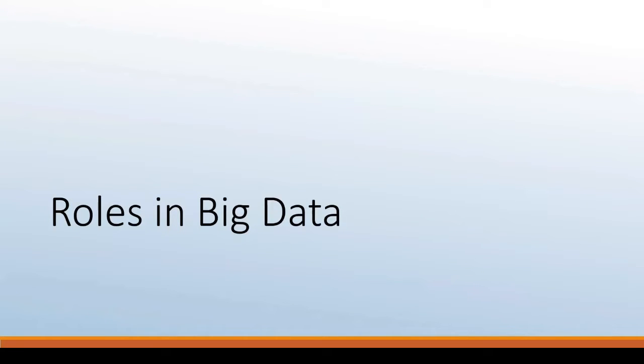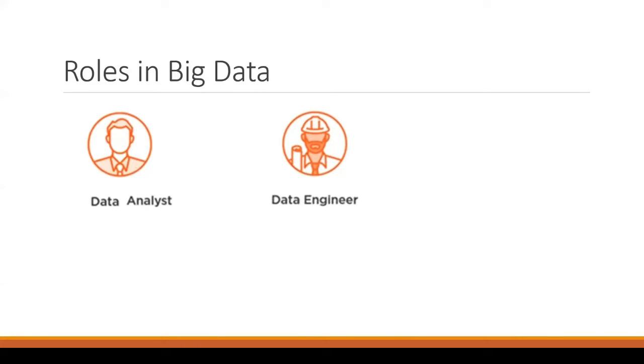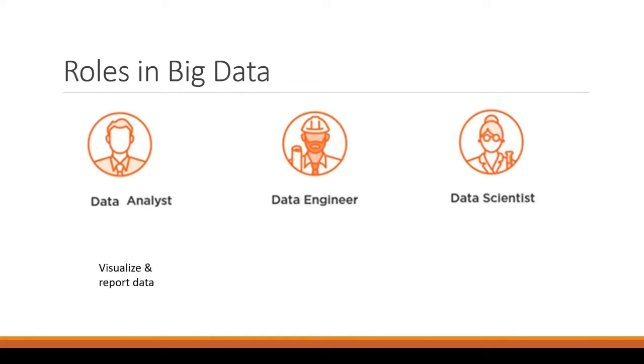Now we'll see what are different roles available in big data. One very important role you have is data analyst. Then we have data engineer, data scientist. These are not the only three roles available in big data, but these are the main three roles which we will talk about. What a data analyst does is create, visualize, and report data. As a data analyst, you should have some basic data concepts, and then you should know about at least one visualization tool like Power BI, Tableau.